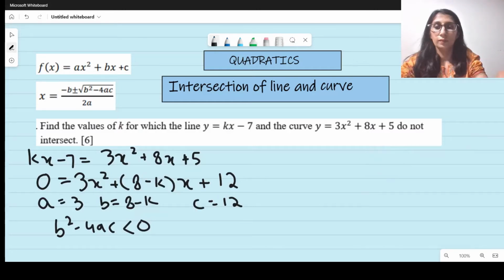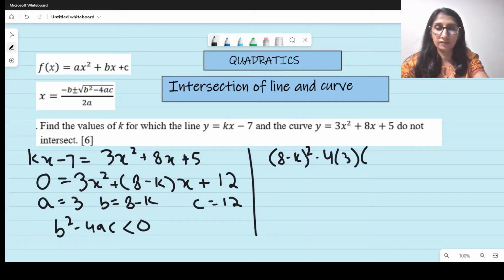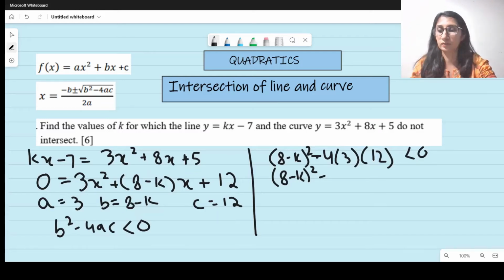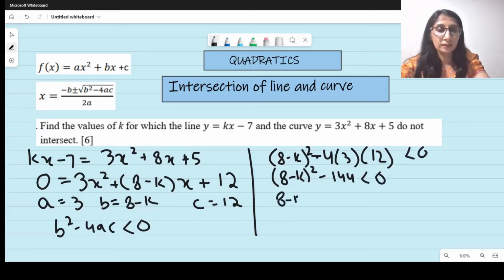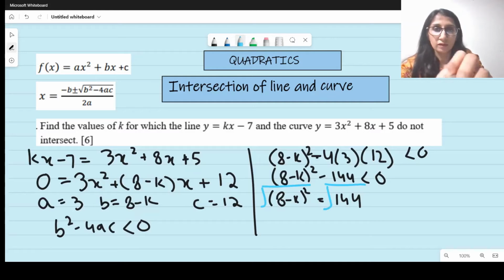Okay, so b² is (8 − k)² minus 4, a is 3 and c is 12, is less than 0. So this becomes (8 − k)² − 4 × 3 × 12. What's that? That's 144 is less than 0. For the time being, I'll ignore the inequality and write an equals sign to solve it. So I'm square rooting both the sides to solve this.